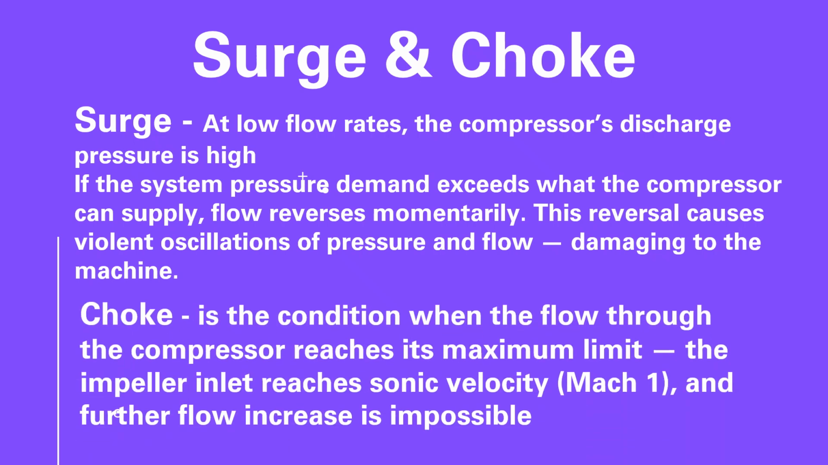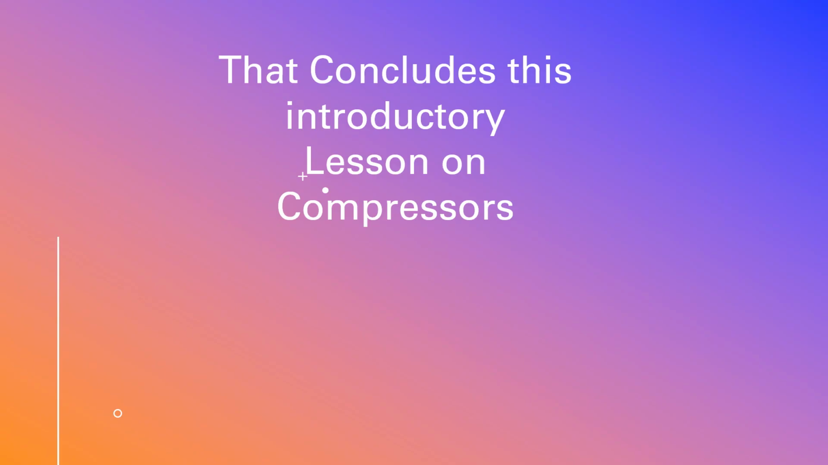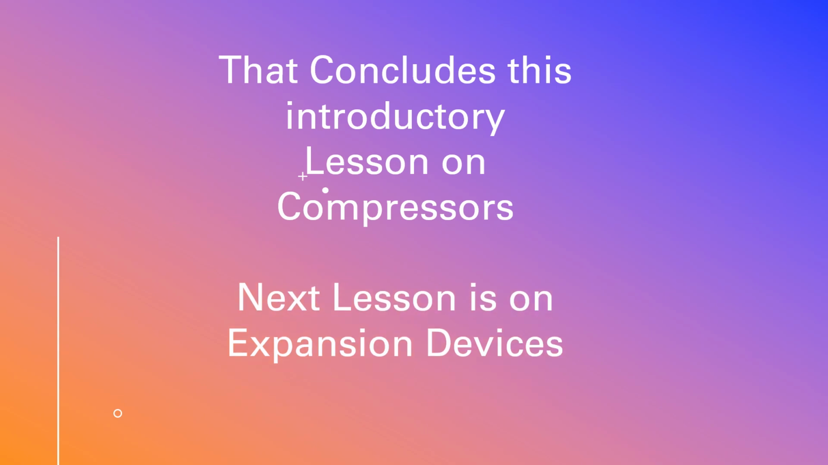Now, choke, on the other hand, is a condition where the flow through the compressor reaches its maximum limit. The impeller inlet reaches a sonic velocity, Mach 1, and further flow increase is impossible. So basically, it's reached its limit. So that concludes this introductory lesson on compressors. And next time we're going to have a look at expansion devices.